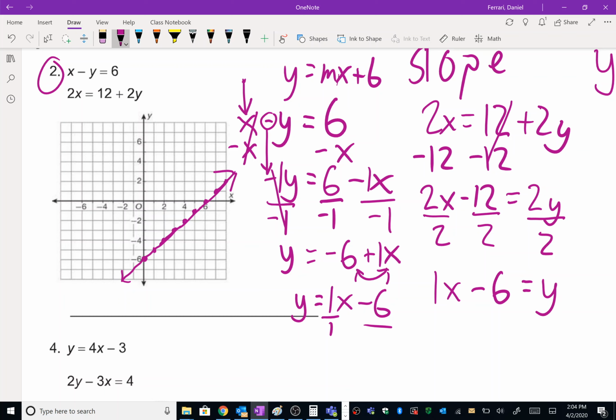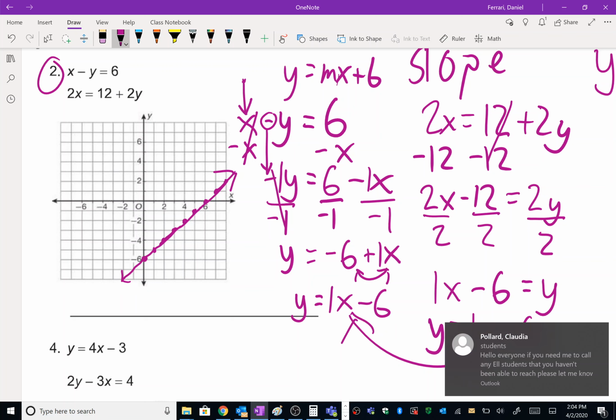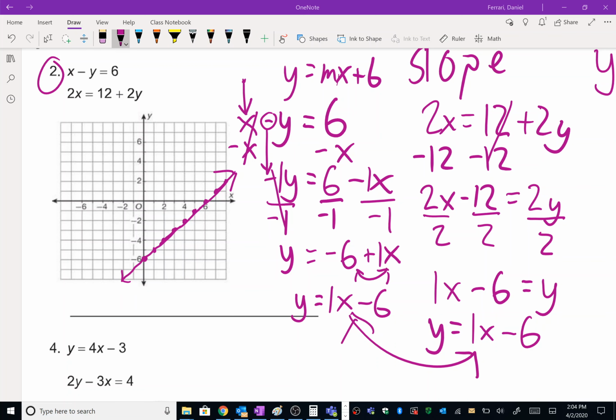Now if I just rearrange the equation, put it in that slope-intercept form we're used to, I'm going to put the y first. So y equals 1x minus 6. And you'll notice something here: notice how these equations are the same. If I was to actually graph this, I would graph the exact same line. So remember that if you end up with 2 lines that are completely the same, then that means this problem has infinite solutions.